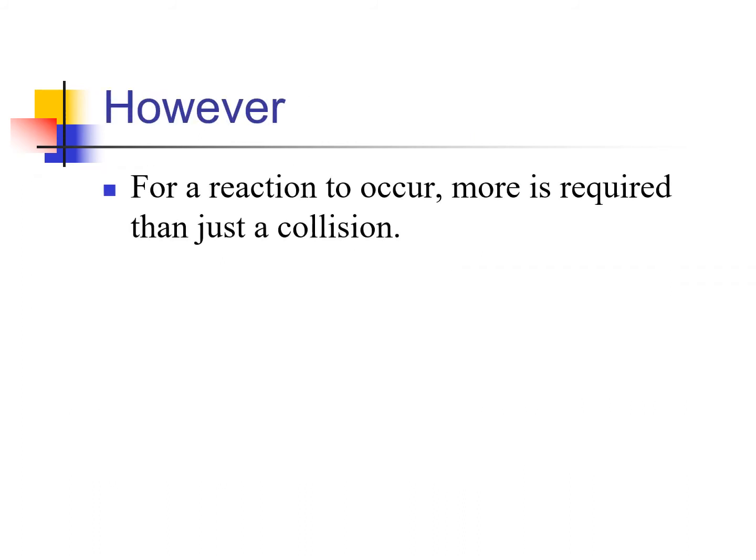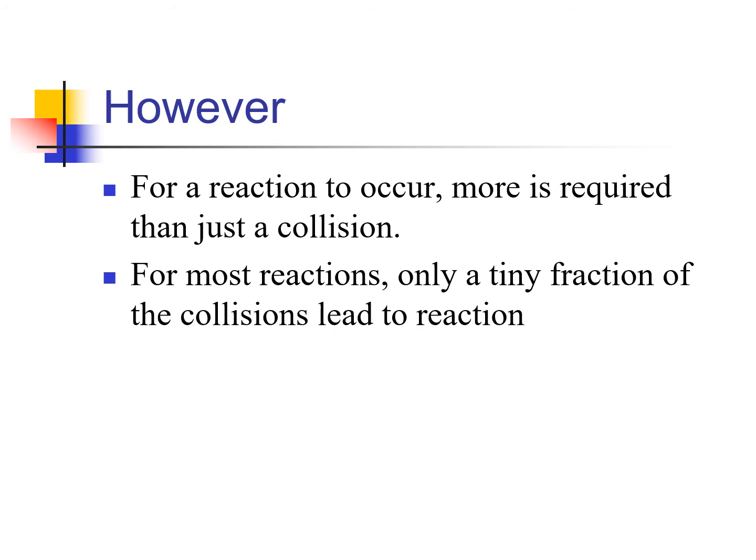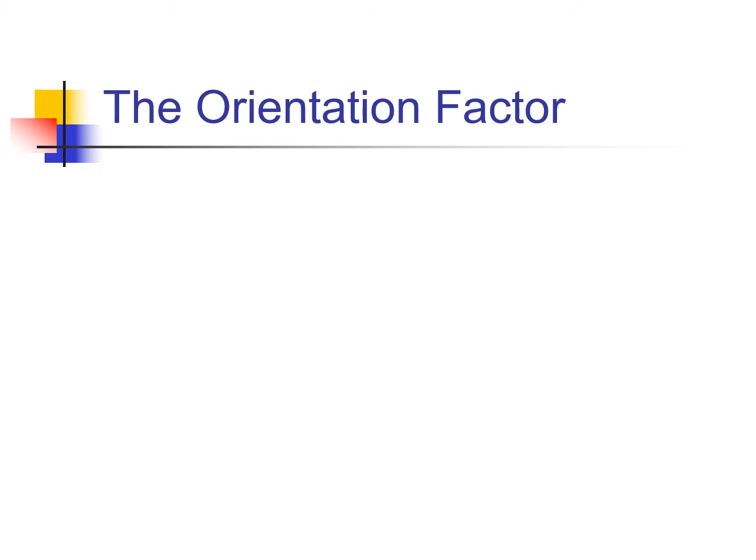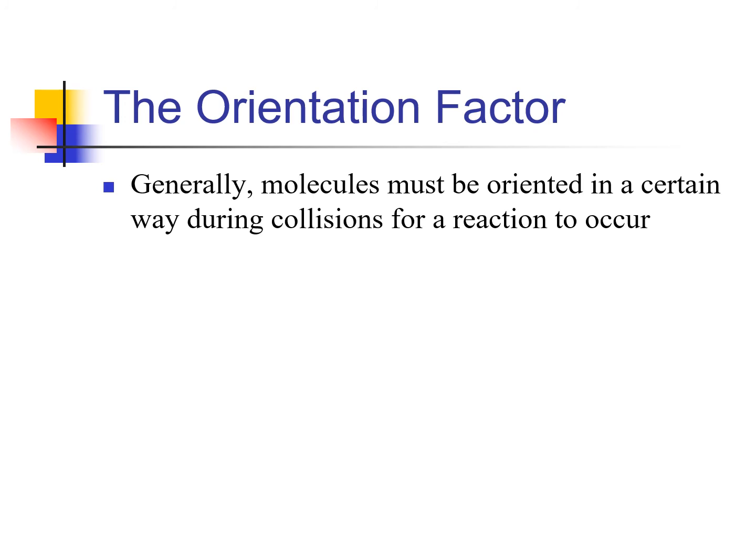But one thing we want to be aware of is that for a reaction to occur, we require more than just the collision. In fact, only a tiny fraction of the collisions that occur lead to an actual chemical reaction. So why is that? Something's keeping those reactions from happening more rapidly. And this brings us to what we call the orientation factor. What this says in broad scope is that molecules must be oriented in a certain direction for the reaction to occur when they collide.